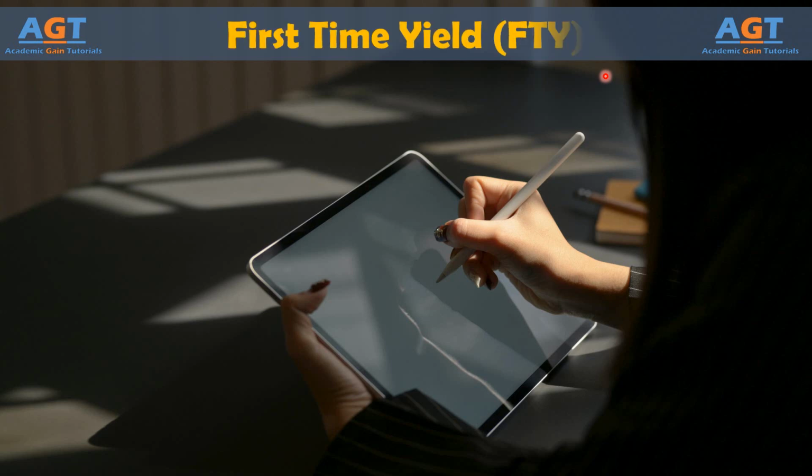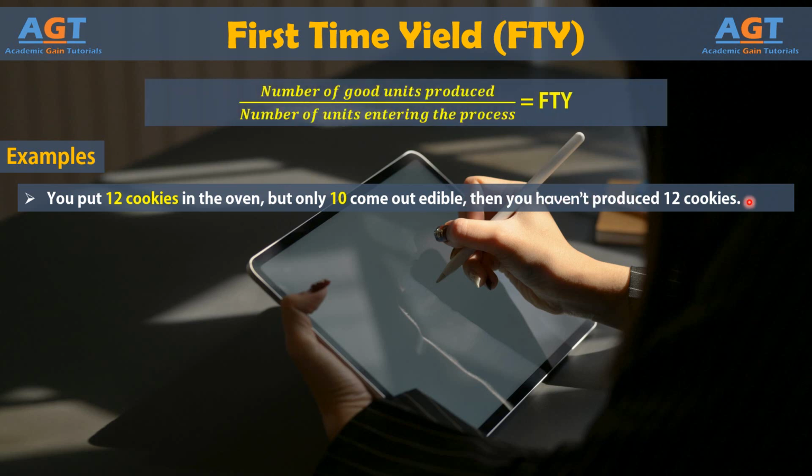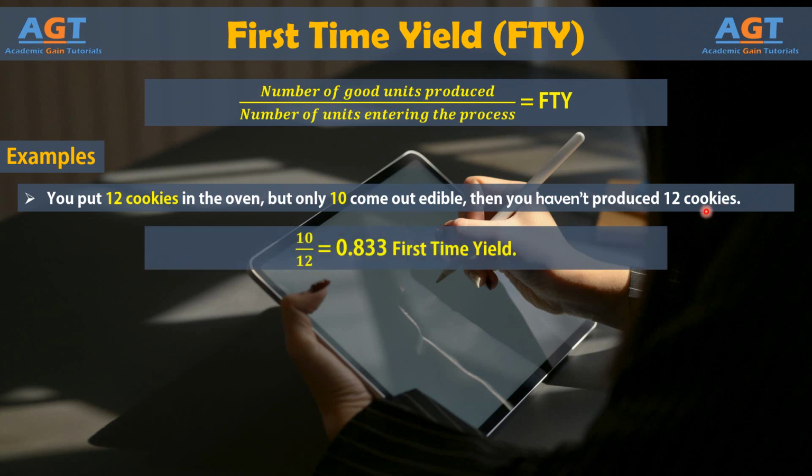First time yield is the ratio of the units produced to the units attempted to produce. For example, if you put 12 cookies in the oven, but only 10 come out edible, then you haven't produced 12 cookies. The formula for first time yield is number of good units produced divided by number of units entering the process. In the cookie example, the first time yield is 10 good cookies divided by 12 units that were actually attempted to produce. So, the first time yield value for this cookie example is 0.833.